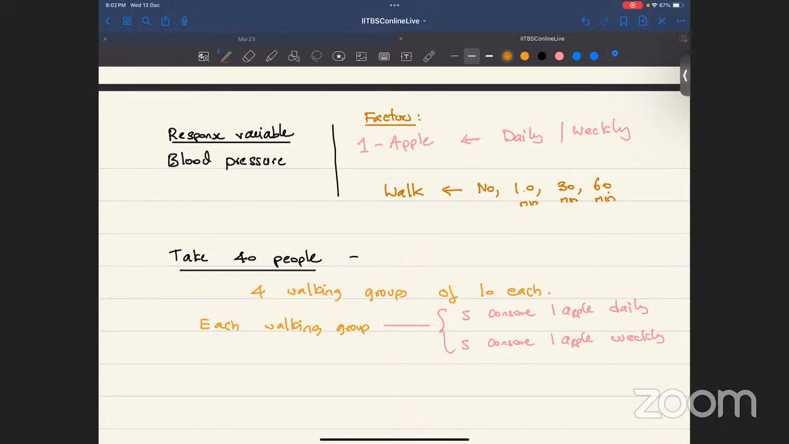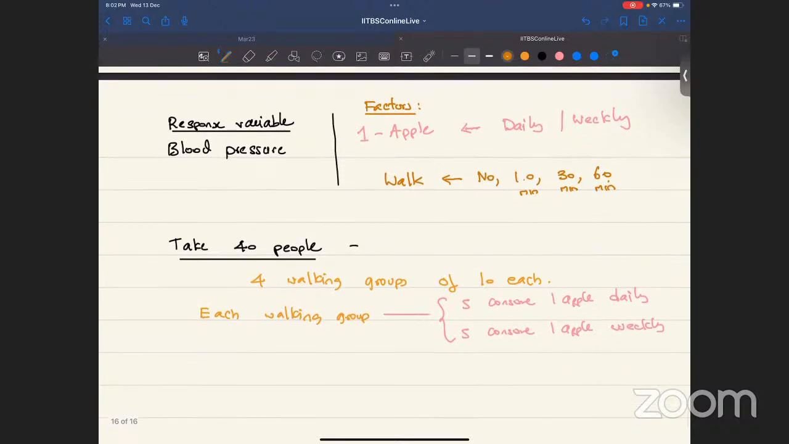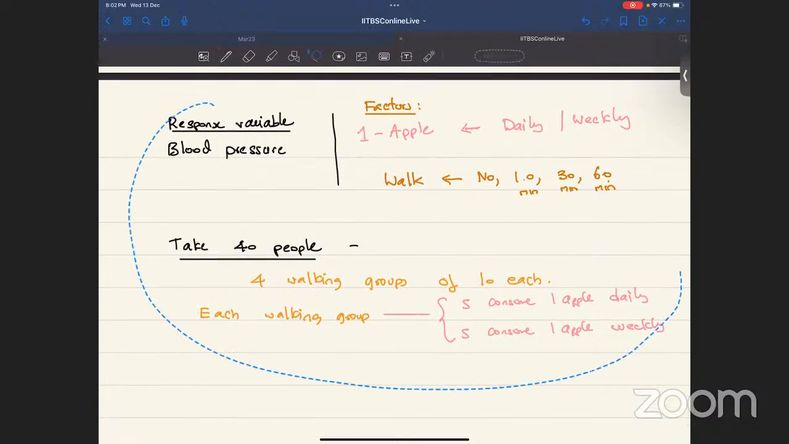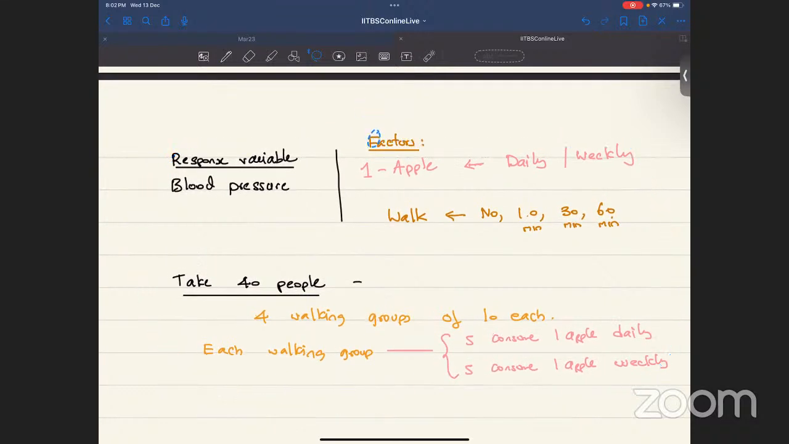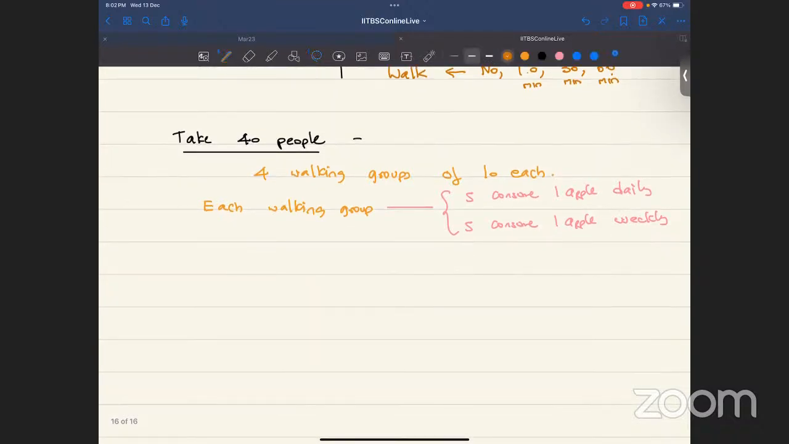Okay? And then what do you want to understand? This is the overall experiment that we're doing, or trying to understand. Now, what are the questions you want to understand? Let's say, for example, you may want to understand as a practitioner, does walking affect blood pressure? That's a very simple thing you'd like to understand.